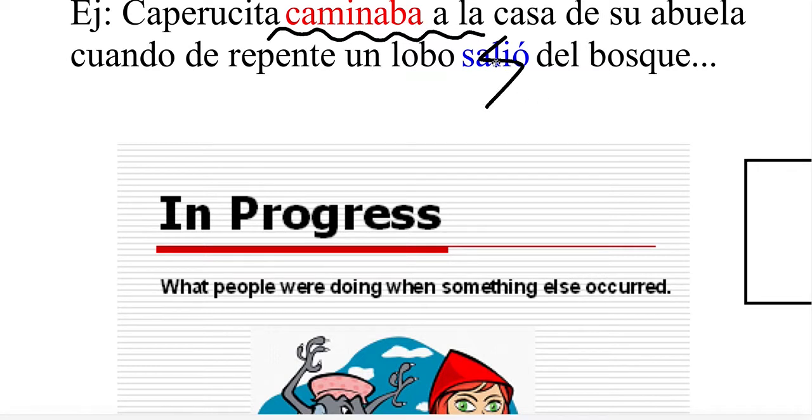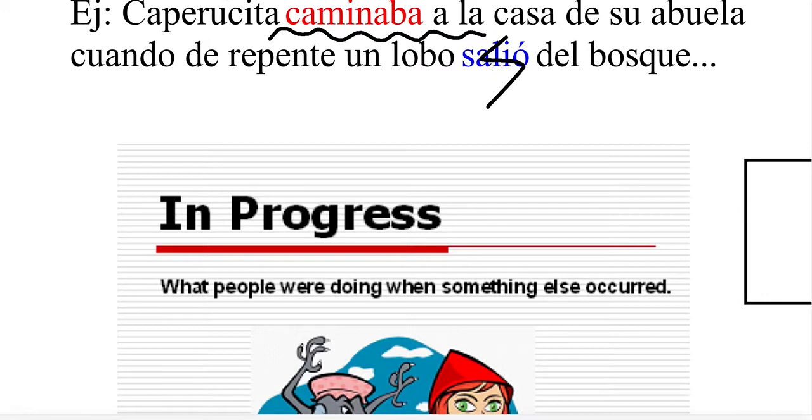So this is a two-verb sentence here. One of them is the imperfect, the in progress action. The other one, the salir, is the preterit. That's the interruption. So it has two different tenses, and you have to make sure you realize which one is which. Now, it doesn't matter which one comes first or second in the sentence, because I could technically say, un lobo salió del bosque mientras Caperucita caminaba a la casa. So don't tell me the reason is because one is first and one is second. You have to say which one is the in progress action, which one is the interruption.